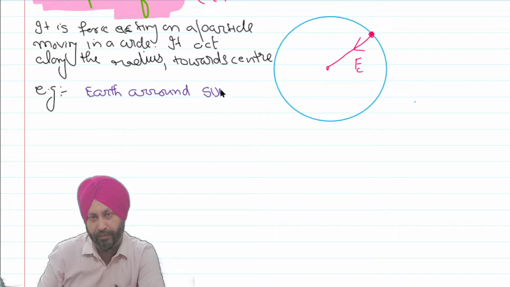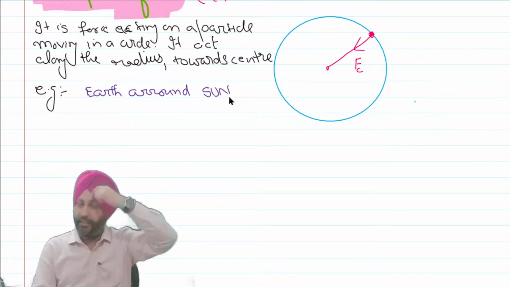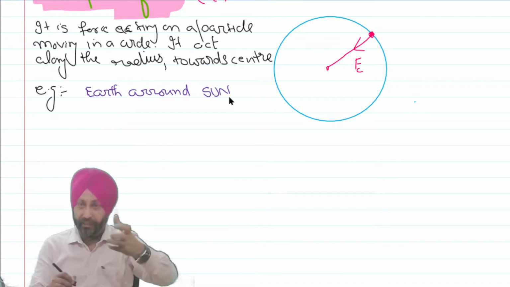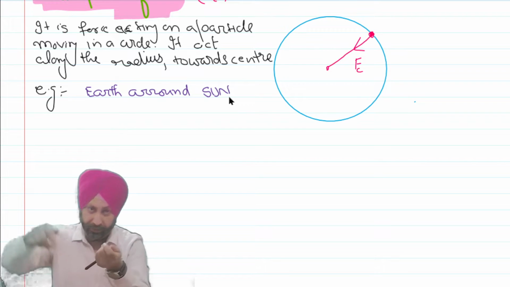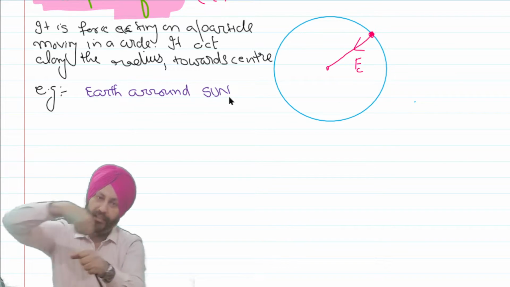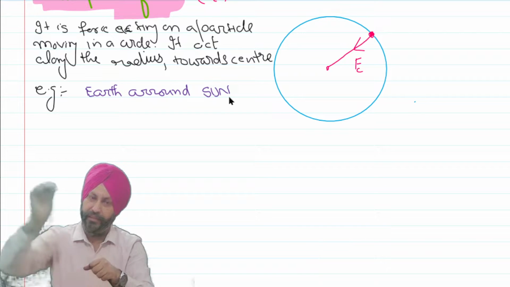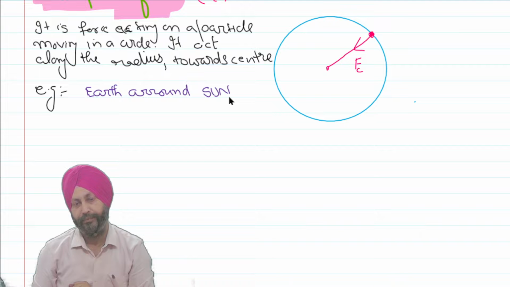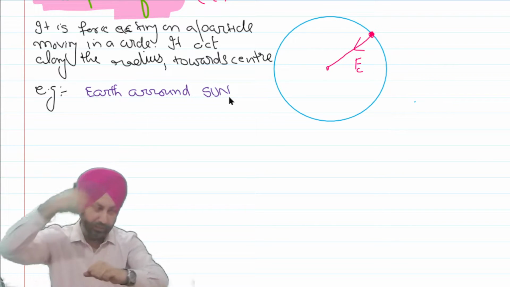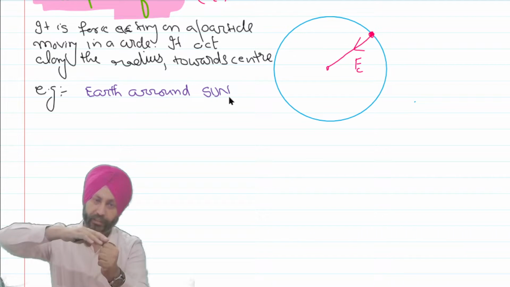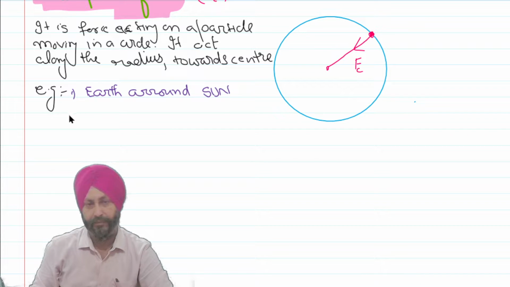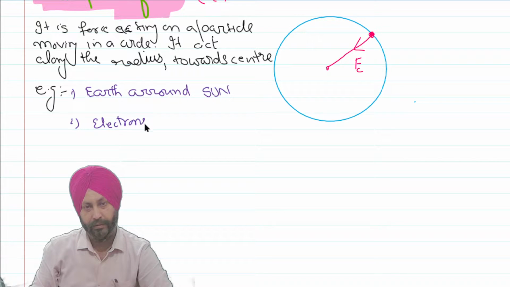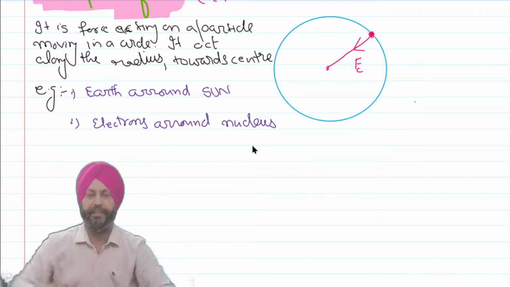Earth is moving in a circular path, a circular orbit. The orbit of the earth is a circle. Now the sun is holding the earth towards it and the earth is moving. Suppose earth stops moving around the sun, what will happen? Earth will fall on the sun. That is why earth is revolving around the sun, so that it may not fall on the sun. Similarly electrons around the nucleus. What will happen if electrons stop revolving? They will fall into the nucleus.